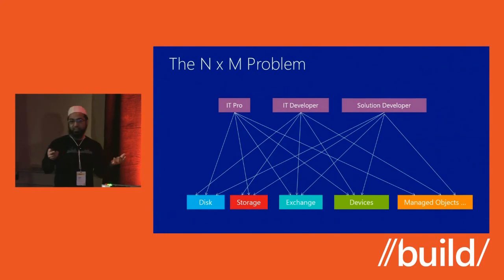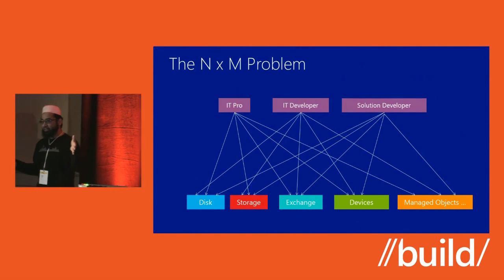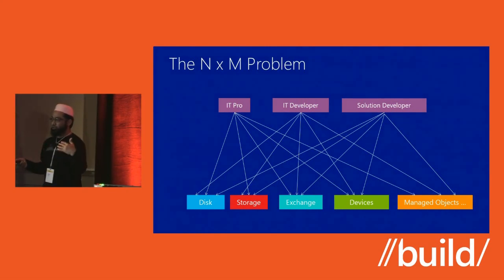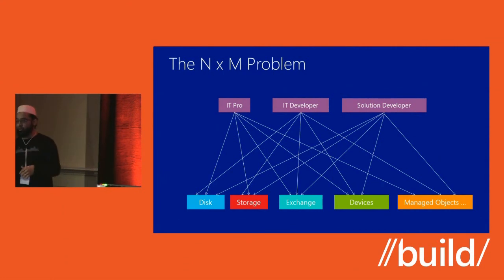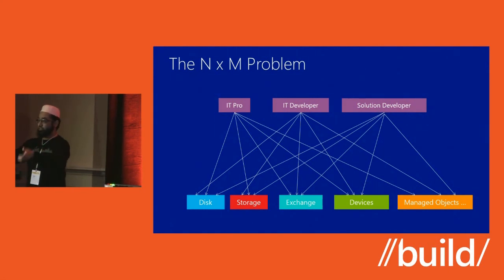This is how things would look without a framework. At the bottom, you have things that are to be managed, like your disk storage or your own application, or servers like Exchange Server or SQL, your devices, or the things that you as developers are writing. You want them to be managed. At the top, these are the consumers, the IT pro who is managing something, or the IT developer or solution developer who is consuming these things. So at the bottom you have producers, at the top you have consumers, and there is a total crisscross.